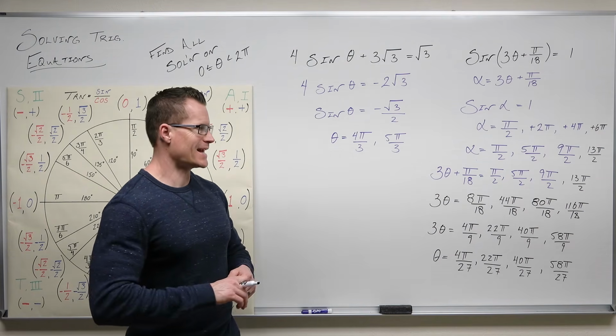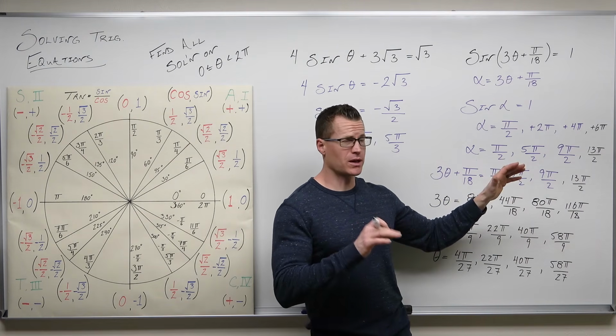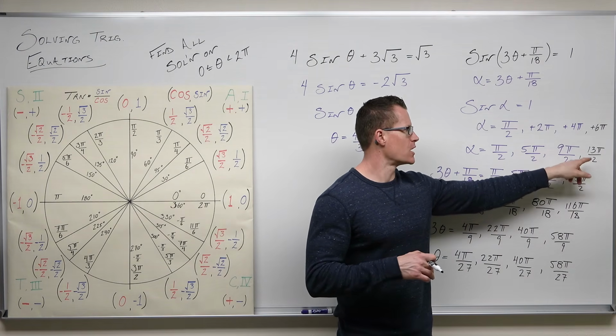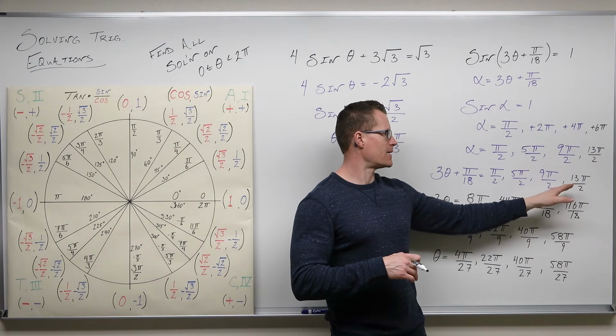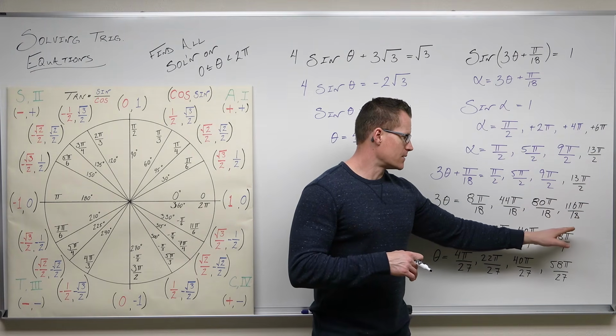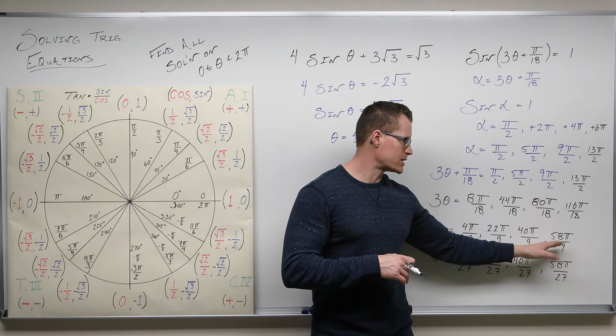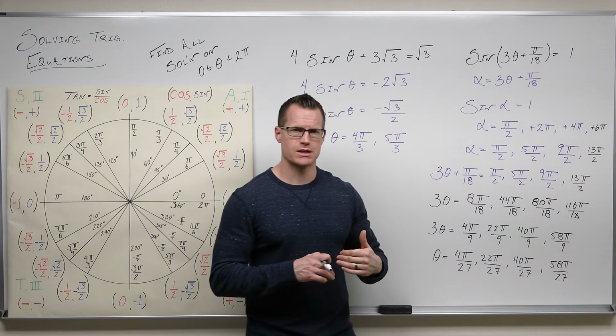I couldn't resist, I had to do it. So I added another cycle just to show you that this is pretty close, but it's too much. If we add one more cycle, we get 13 pi over 2. If I subtract pi over 18, I get 116 pi over 18. Then if I divide both by 2, 58 pi over 9, and then divide everything by 3, we get 58 pi over 27.